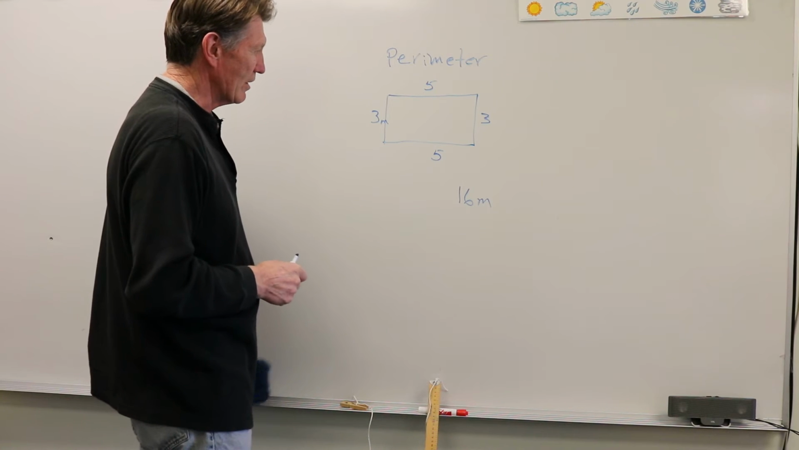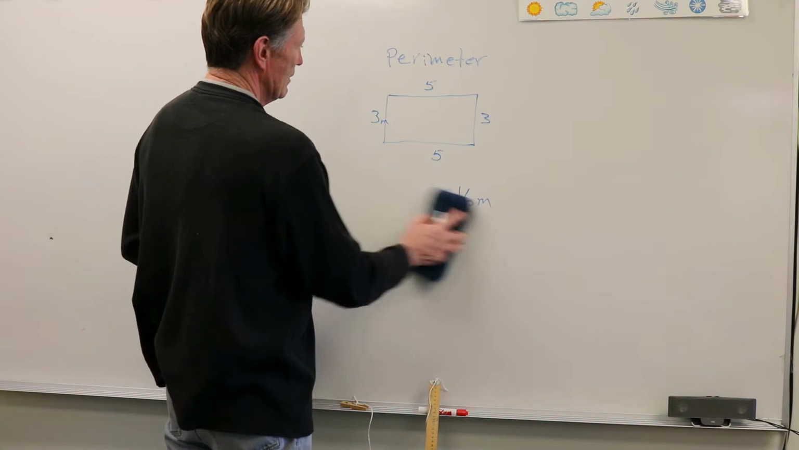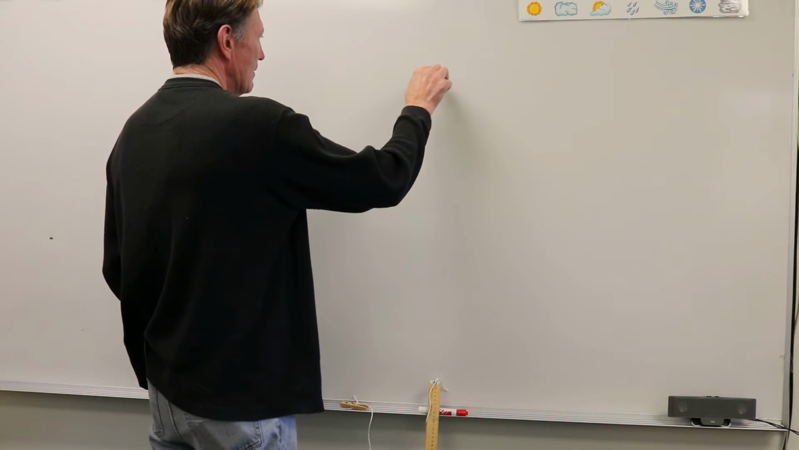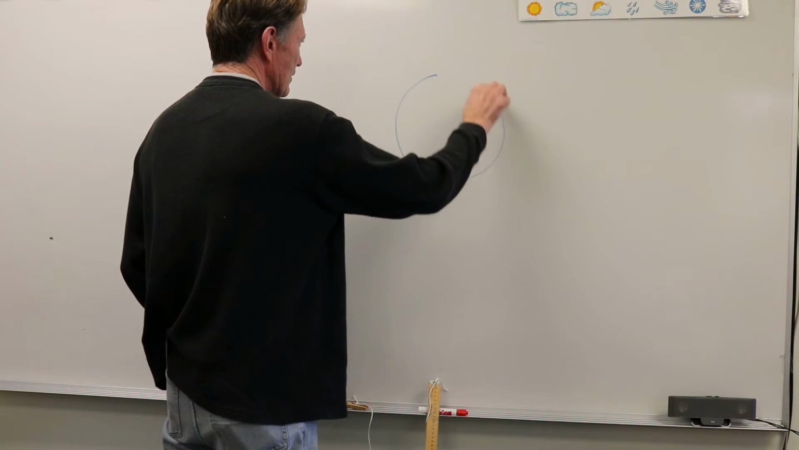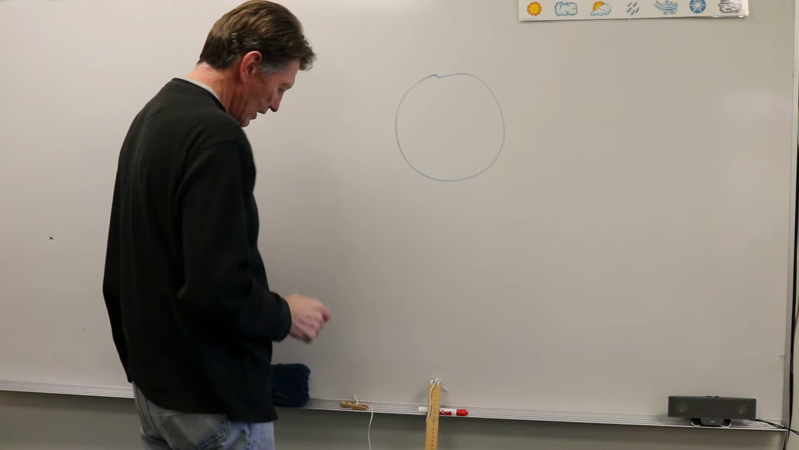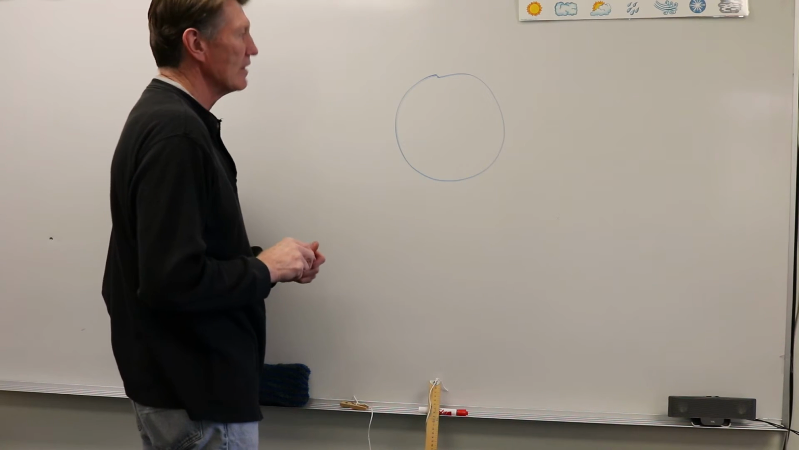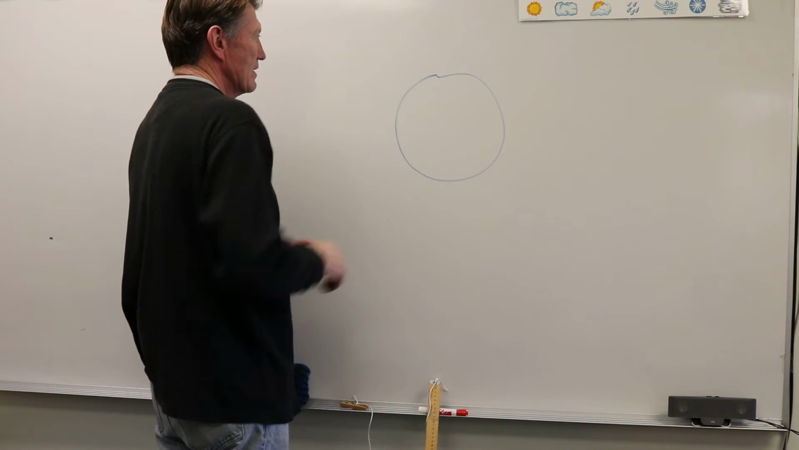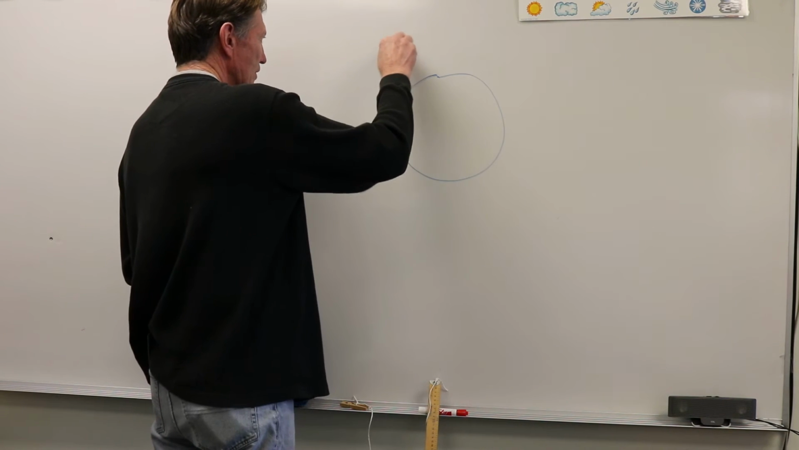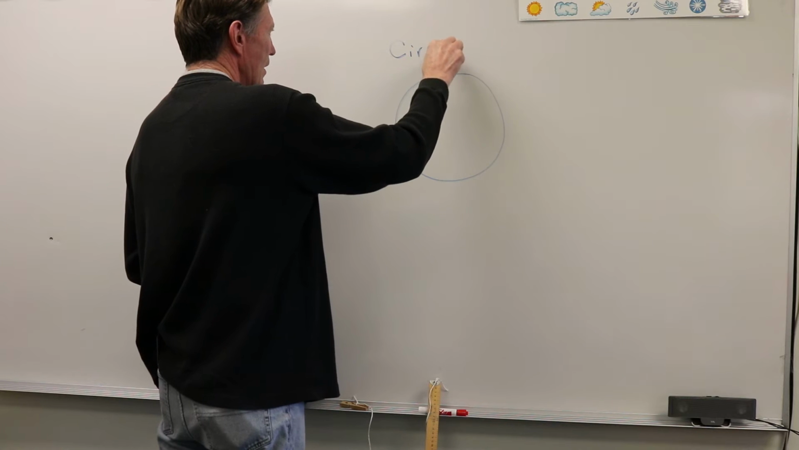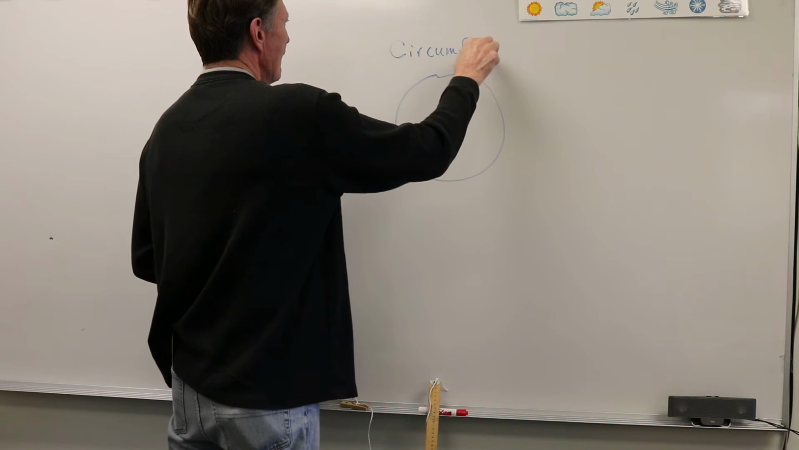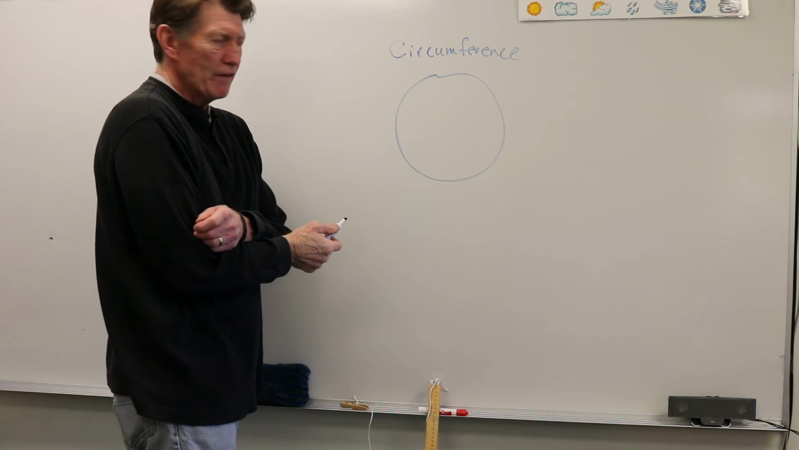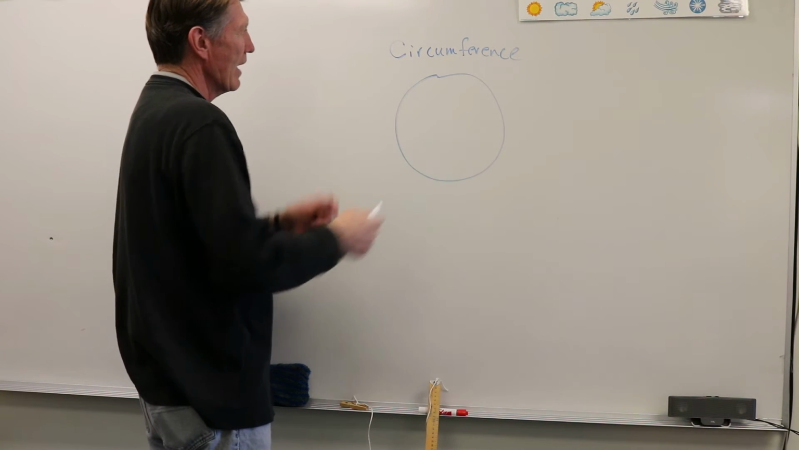So that isn't too hard to do, but what if someone told us that they wanted to know the perimeter of a circle, and you had to build a fence around a circle, or it could be a circle out in a field for irrigation, and you want to know what the distance is around. That's actually called the circumference. And to calculate the circumference is a little more difficult than that rectangle that we had.